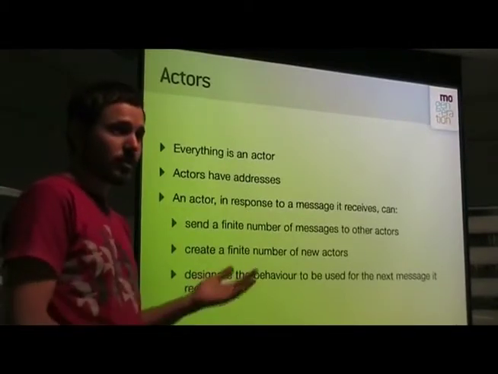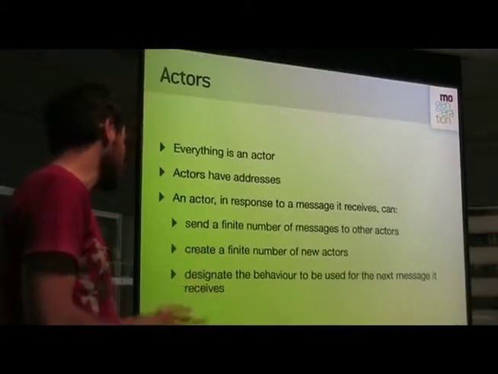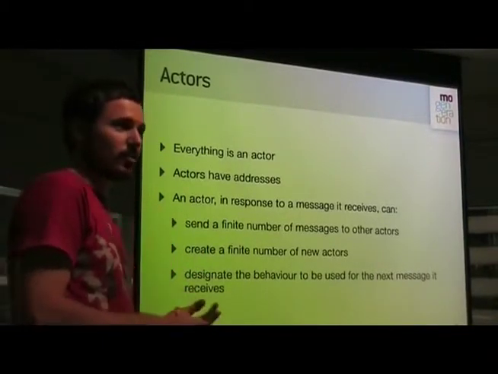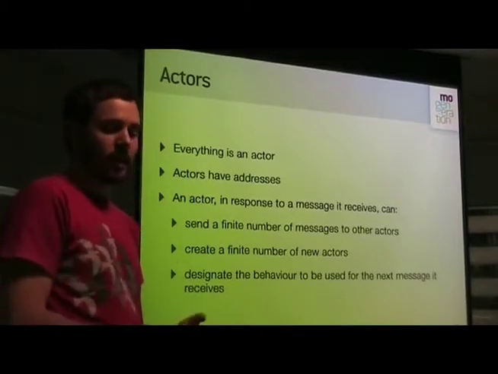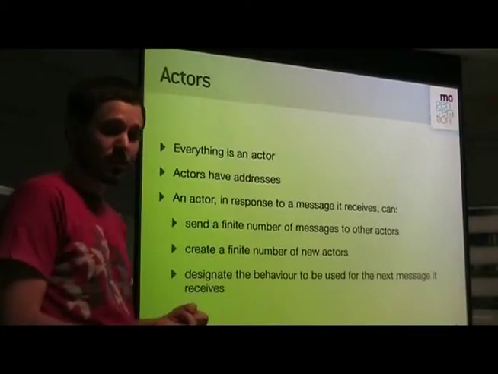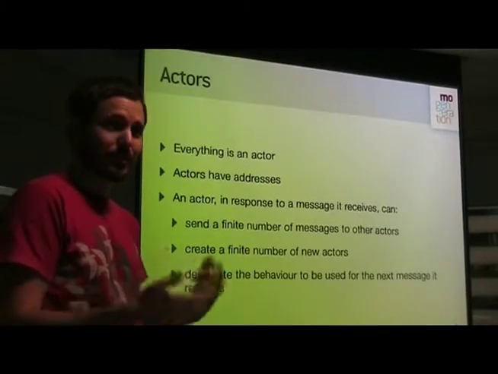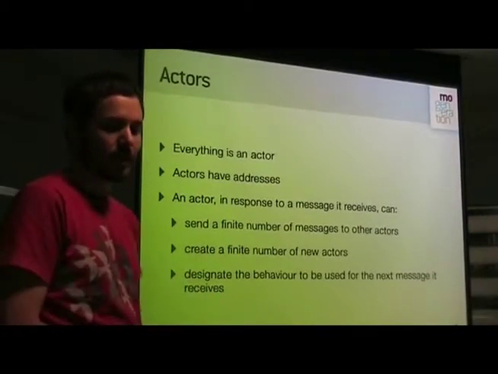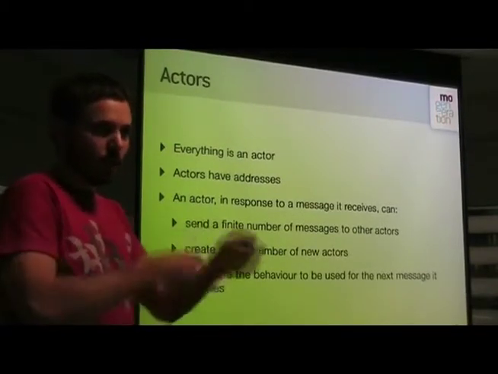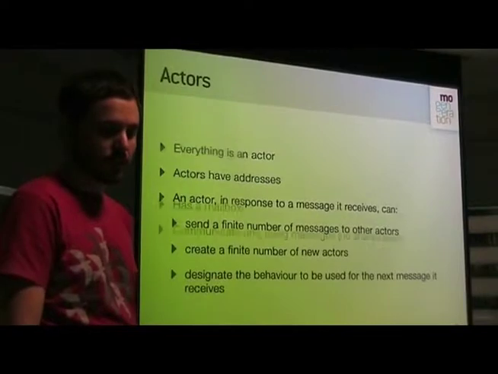Now, there are some rules about actors, and again, this is stuff that I stole off Wikipedia. Everything is an actor. Actors have addresses that you send messages to, and in response to a message, an actor can only send messages to other actors, so it needs to know about those other actors, so it needs to get their addresses from somewhere, create a finite number of new actors, and also control how it handles those messages that are coming off its queue.